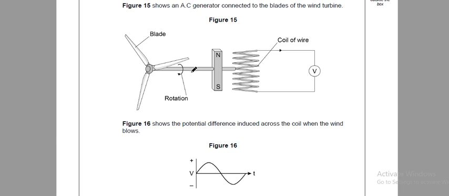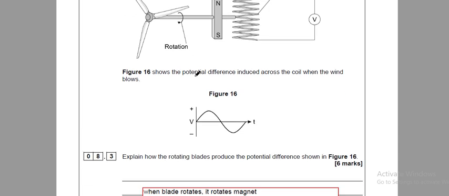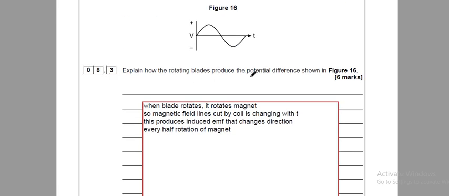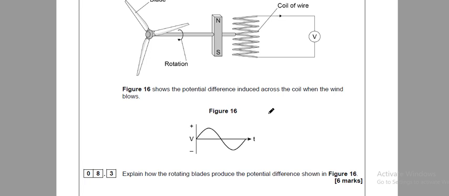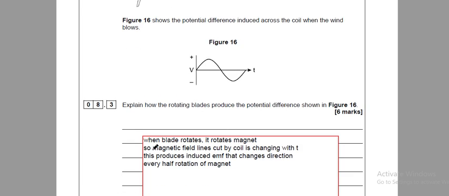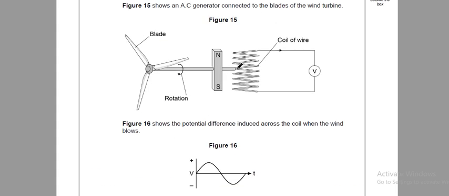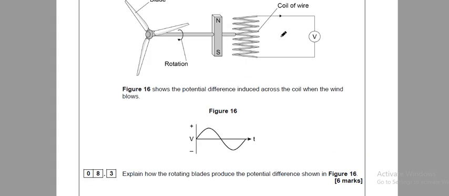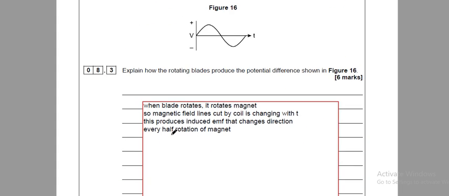And the potential difference against time. Explain how rotating blades produce potential difference in figure 16. When the blades rotate, they rotate the magnet, and as the magnet rotates, the magnetic field lines cut by the coil are changing with time. And this rate of change of magnetic field lines cut by the coil produces an induced EMF that changes direction every half rotation of the magnet.